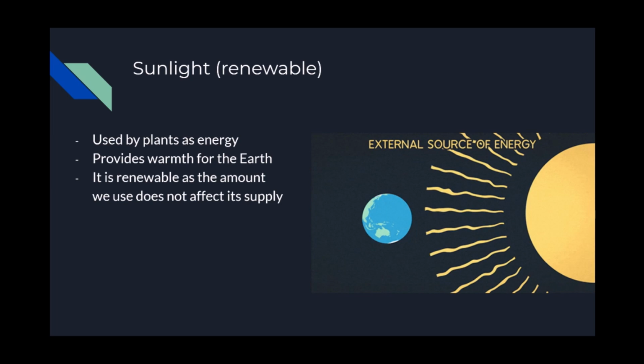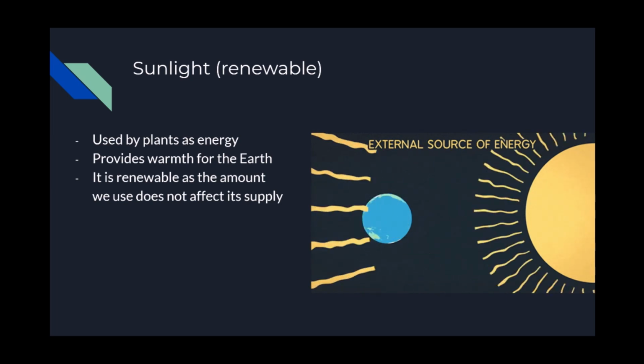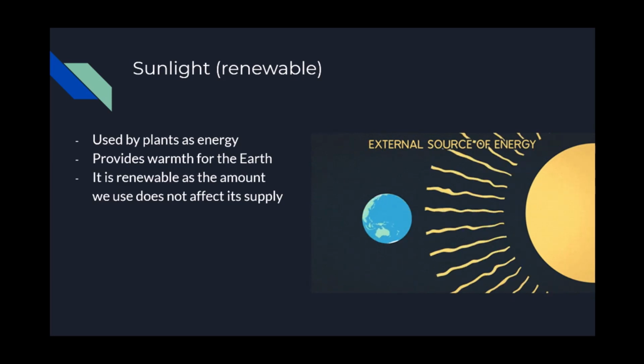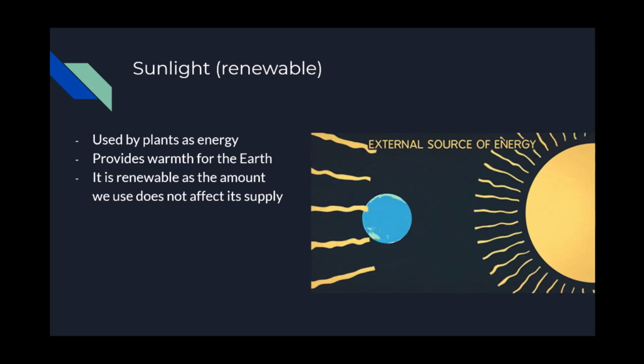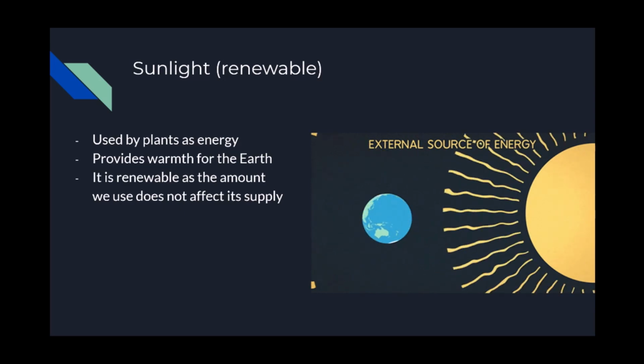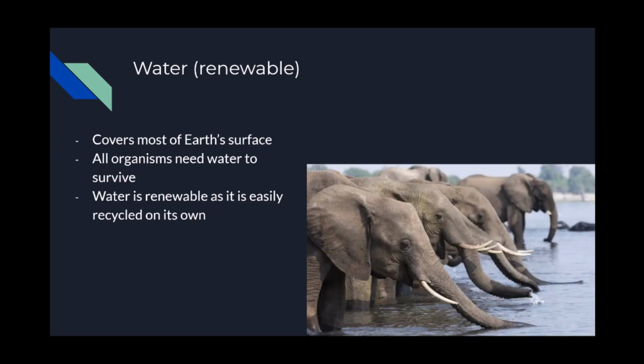Sunlight is a renewable resource. It's used by plants as energy. It provides warmth for the Earth. It is a renewable resource because the amount that we use doesn't actually determine how much is remaining. Water is another renewable resource. It covers most of the Earth's surface. All organisms need water to survive. And it's renewable because it is recycled within the water cycle.